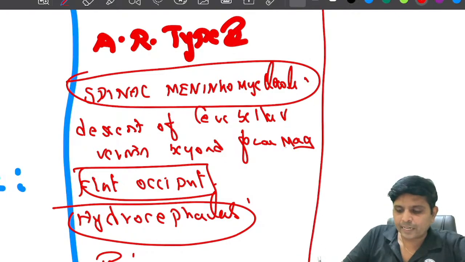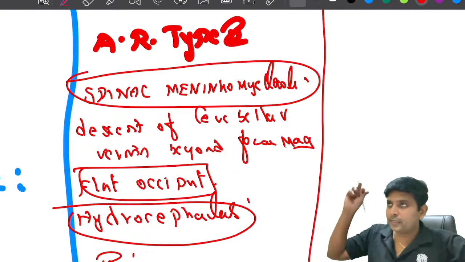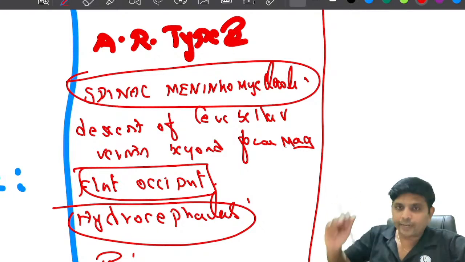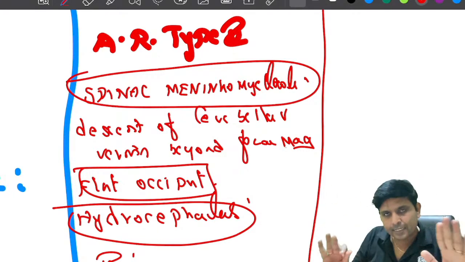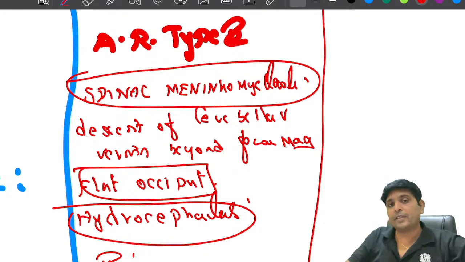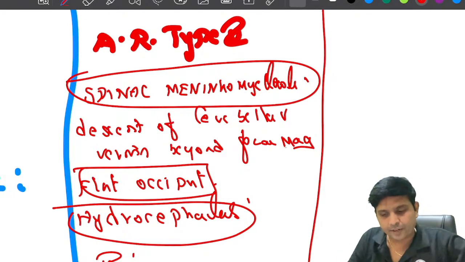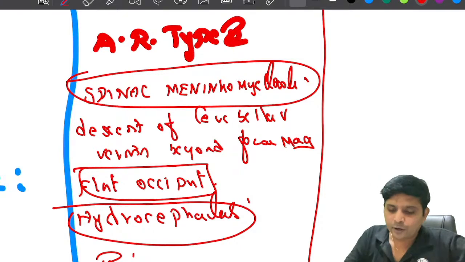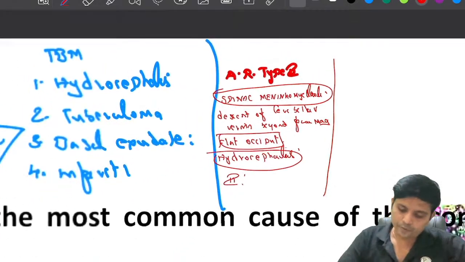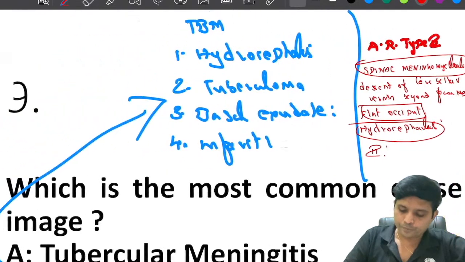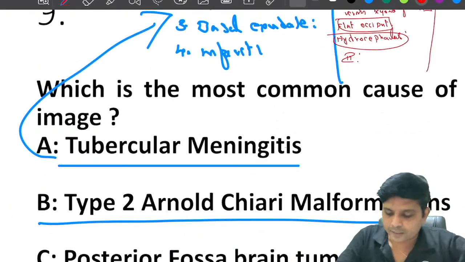Whereas in Arnold-Chiari type 1, there is cerebellar tonsillar ectopia. Just cerebellar tonsillar ectopia, there will not be any hydrocephalus. Any hydrocephalus, that is type 2. Type 1, this is type 2. So, tuberculous meningitis was discussed. Type 2 Arnold-Chiari malformation was discussed.